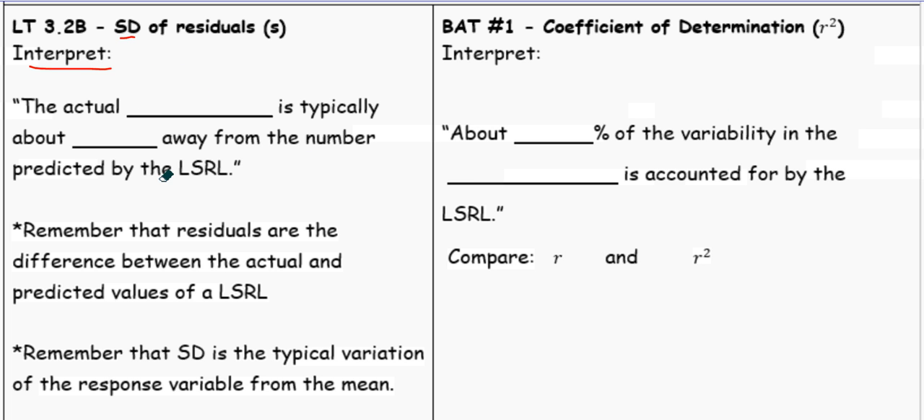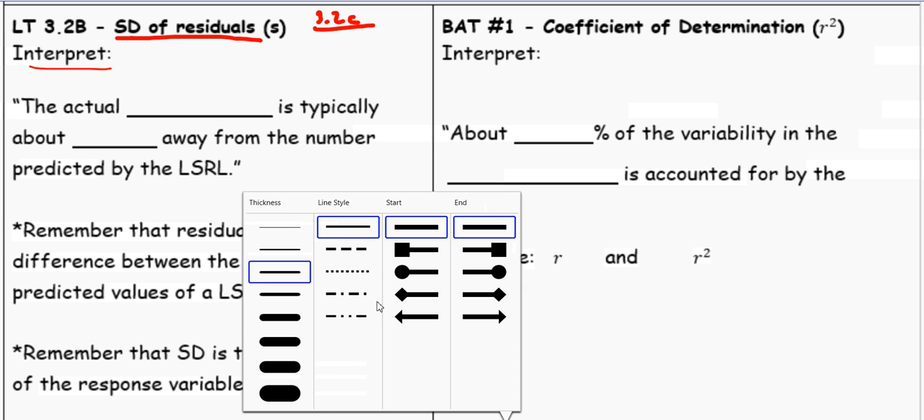Okay, dokie. What we're going to do is talk about the notes for lesson 3.2c. And in 3.2c, we talked about the standard deviation of residuals. Now, what is a standard deviation of residuals?